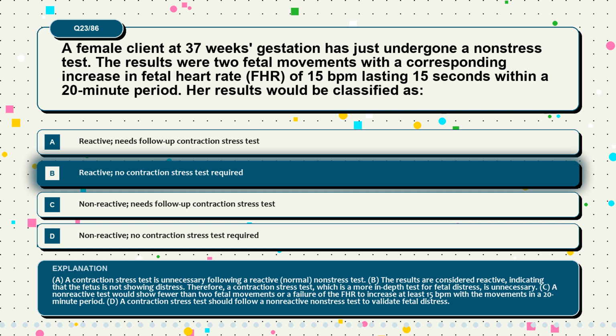C. A non-reactive test would show fewer than 2 fetal movements or a failure of the FHR to increase at least 15 BPM with the movements in a 20-minute period. D. A contraction stress test should follow a non-reactive non-stress test to validate fetal distress.